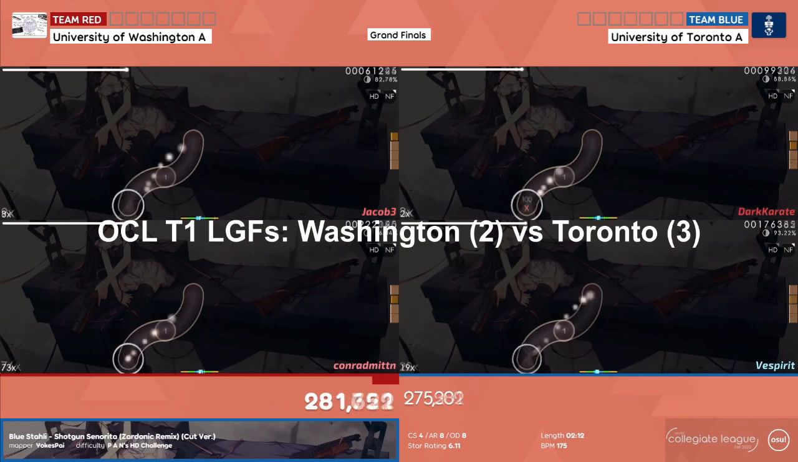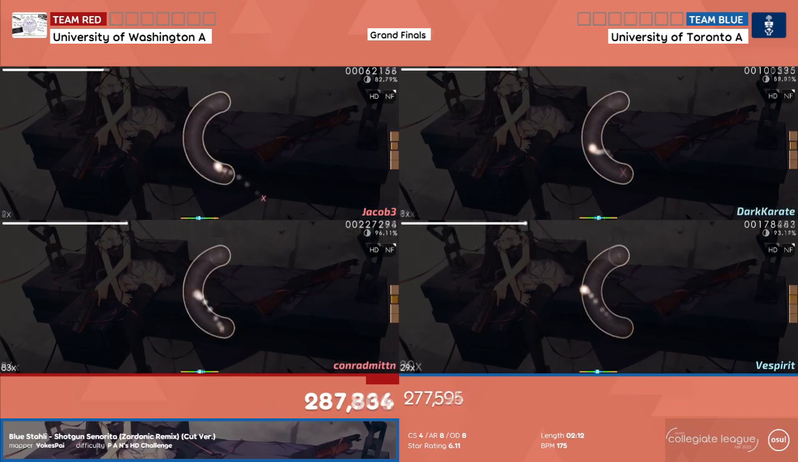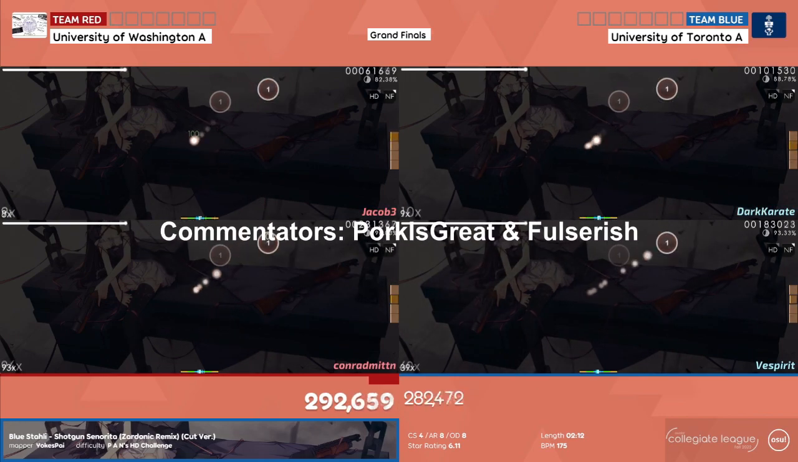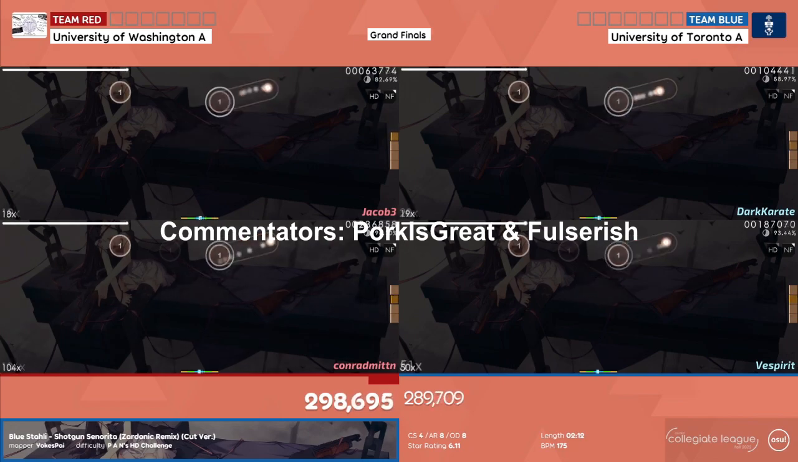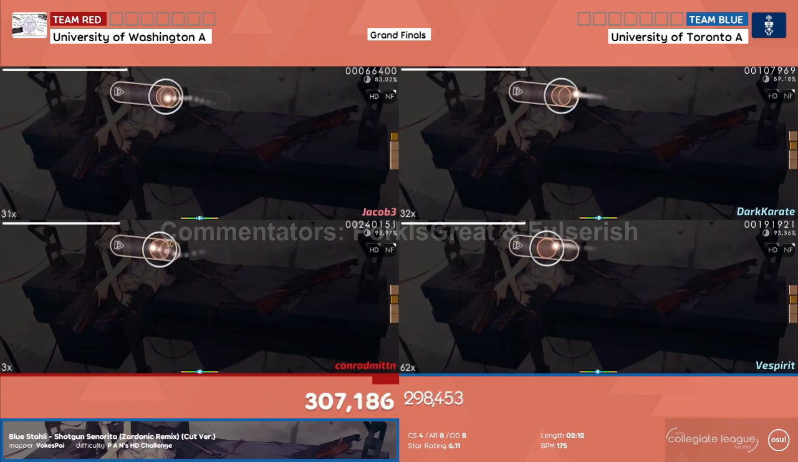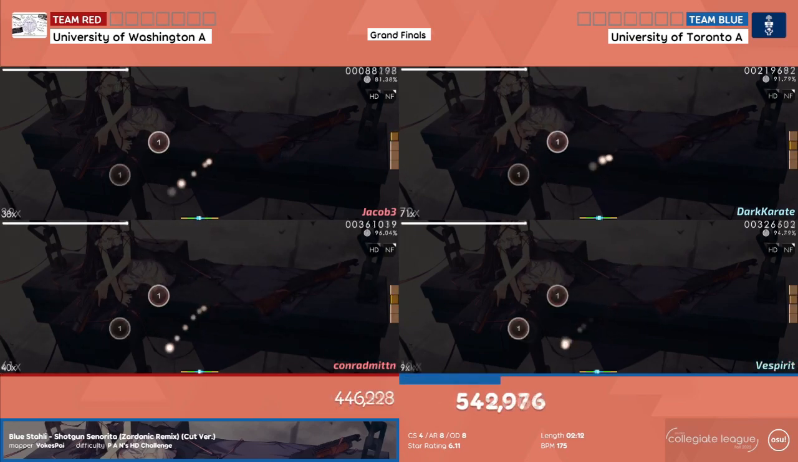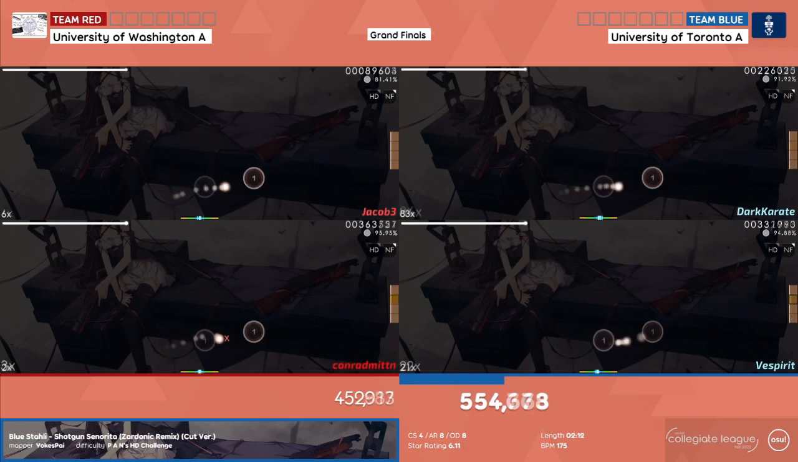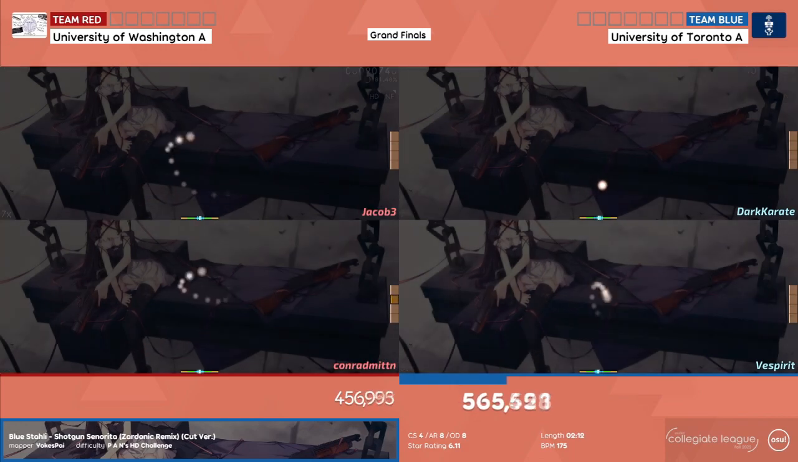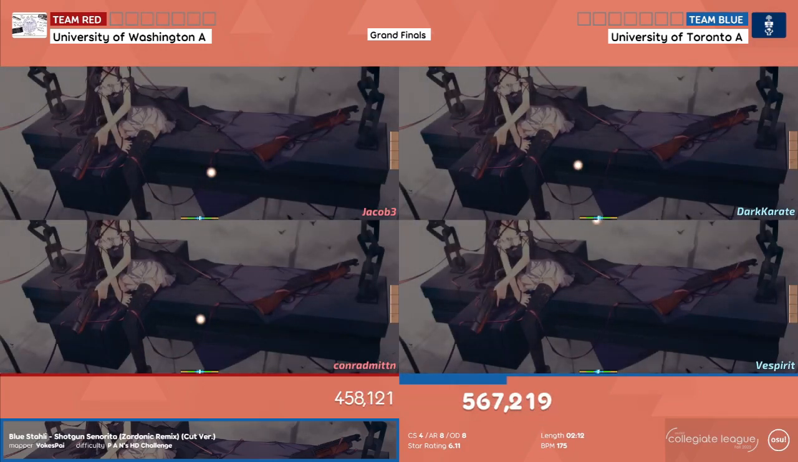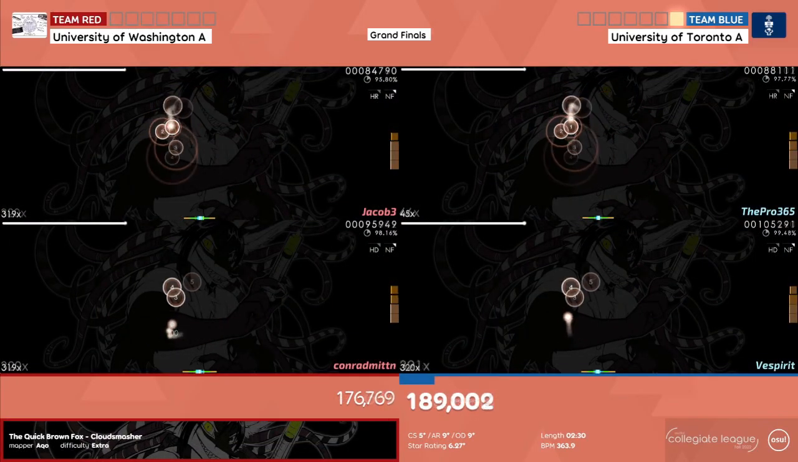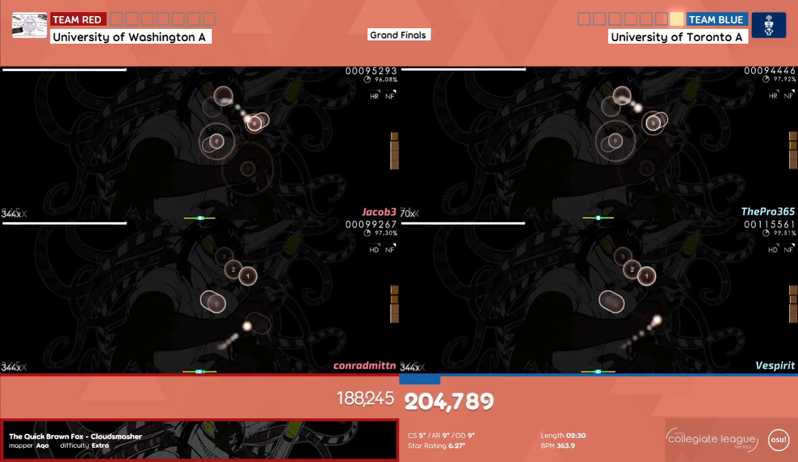For the first 6 maps, these two teams have been going neck and neck against each other. Let's see how these teams will do on this grand finals map pool. As much as possible until the end, which might be the case here. Yeah, there's no more map. It's enough. Toronto's gonna take their own point here.